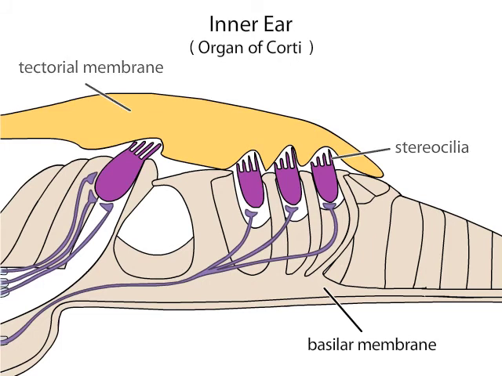The movements of fluid in the cochlea produce vibrations of the basilar membrane. These vibrations bend the stereocilia inserted into the tectorial membrane. Depending on the direction of the bend, the hair cells will either increase or decrease the firing rate of auditory nerve fibers.